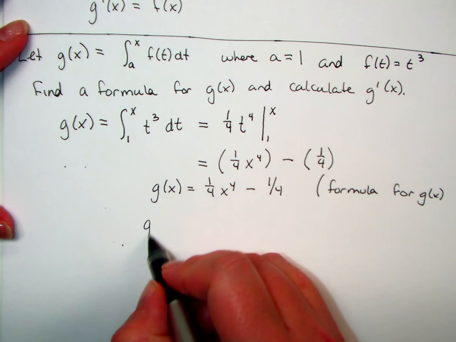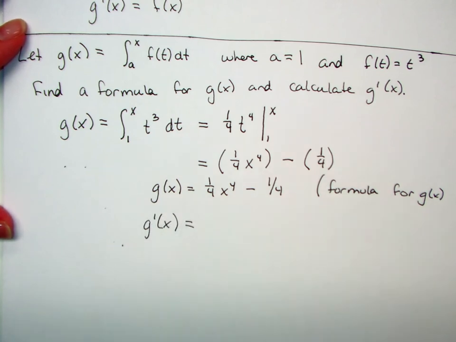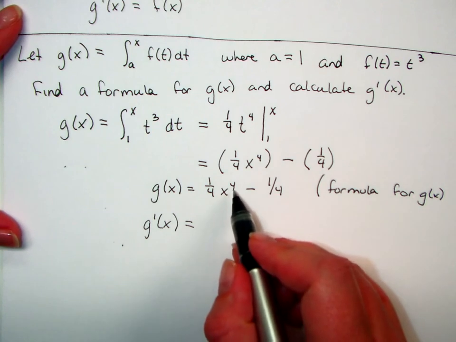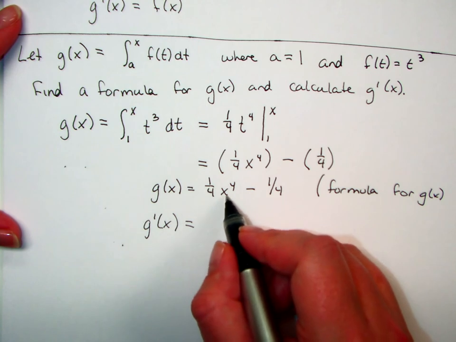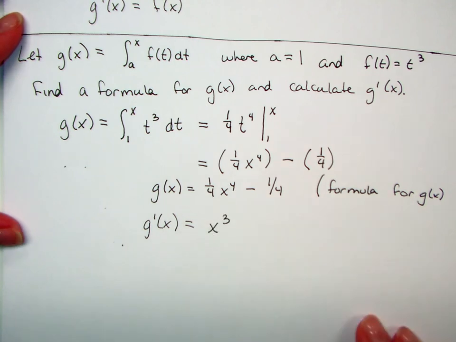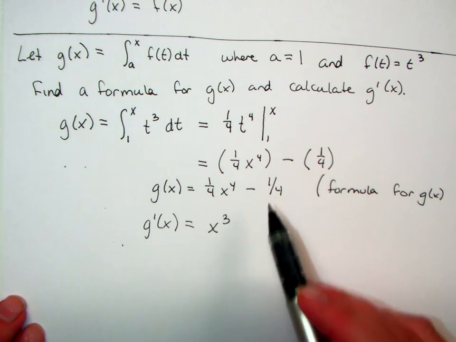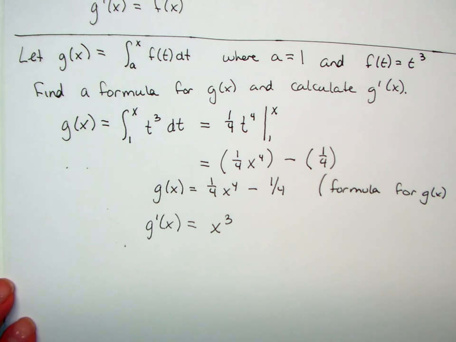So g prime of x, if I differentiate the left-hand side, I have to differentiate the right-hand side. And so when I take the derivative of the right-hand side, I'm going to get 4 times 1/4, which is 1. And then I need to subtract 1 from the power, so I'm just going to get x cubed, right? And then when I differentiate a constant, it goes away. So g prime of x equals x cubed, right?